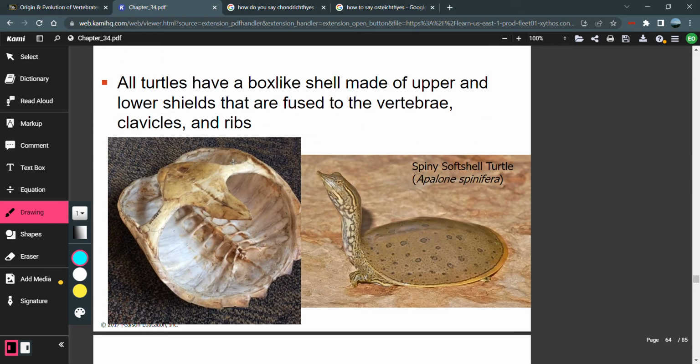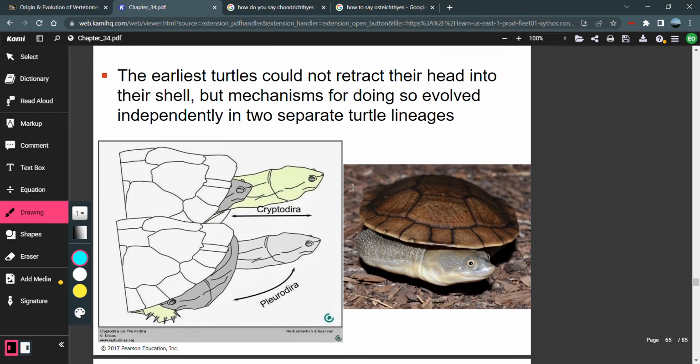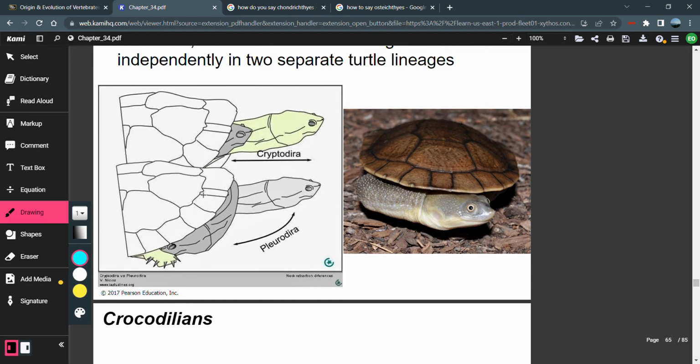Turtles. They have a box-like shell made of upper and lower shields of fused vertebrae, clavicles, and ribs. The earliest turtles could not retract their heads. They could either tuck their heads into the side, called the pleurodira, or completely retract their heads, called the cryptodira.